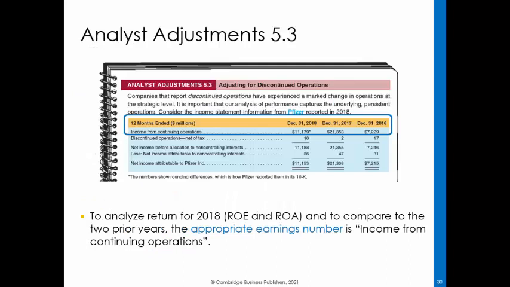Companies that report discontinued operations have experienced a marked change in operations at the strategic level. It is important that our analysis of performance captures the underlying persistent operations. To analyze return, Pfizer's ROE and ROA for 2018, and to compare to the 2 prior years, the appropriate earnings number is income from continuing operations. This measure reflects the results of operations measured on a comparable basis over the 3 years. Accordingly, the measure is also appropriate for forecasting purposes. Discontinued operations are excluded for all 3 years.